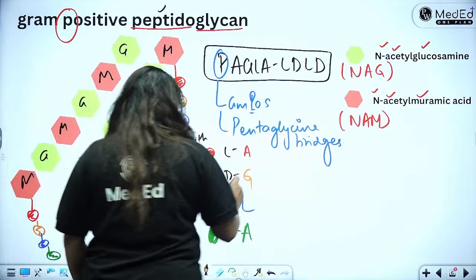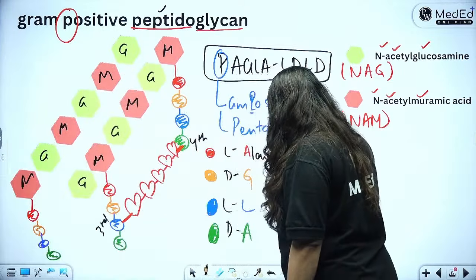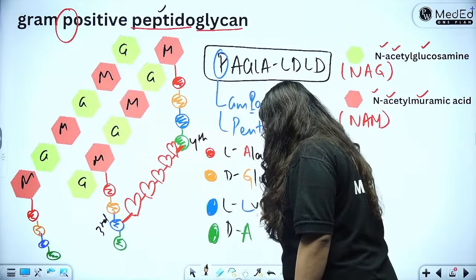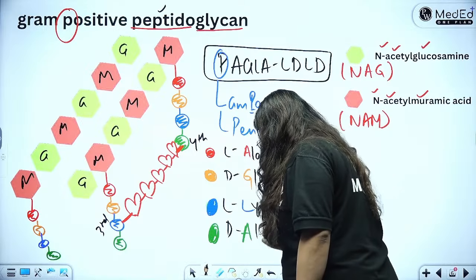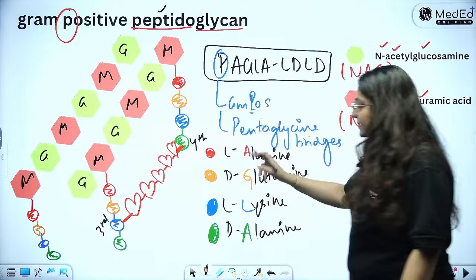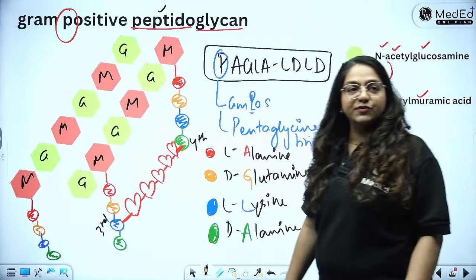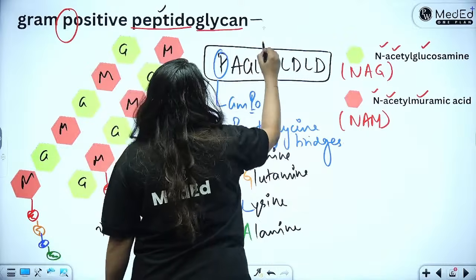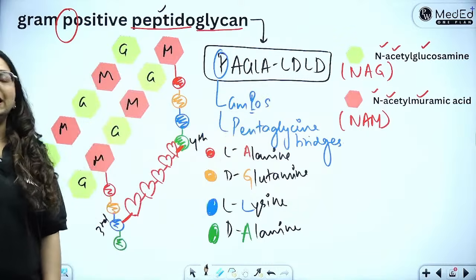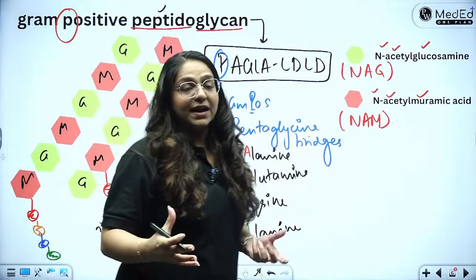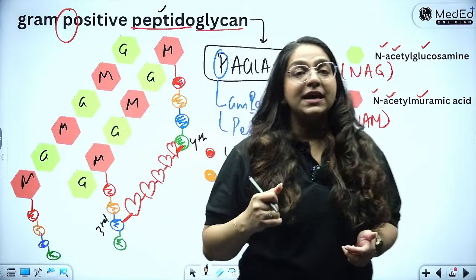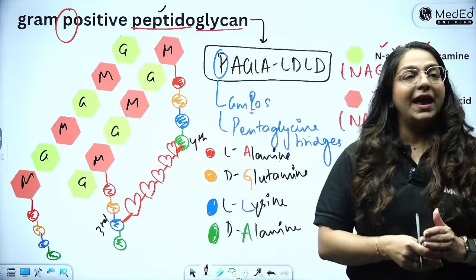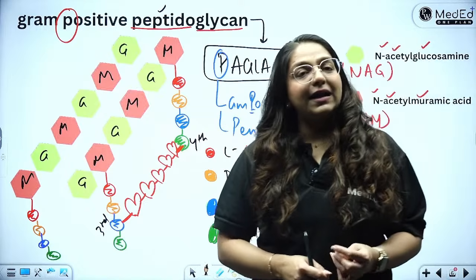So what will A become? L-alanine, D-glutamine, L-lysine and D-alanine. Quite easy, quite simple. So these are the tetrapeptide side chains of a gram-positive cell wall. So the gram-positive peptidoglycan can be summed up with a single mnemonic, which is Pagla LD-LD. A gram-positive has a pentaglycine bridge, and the 4 tetrapeptides, which are an extension of the NAM, are Pagla LD-LD, which are the L-alanine, D-glutamine, L-lysine, and D-alanine.